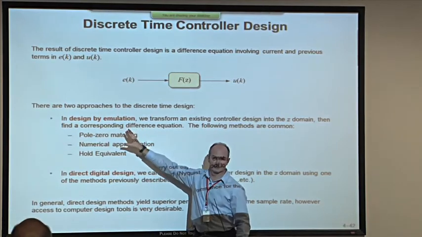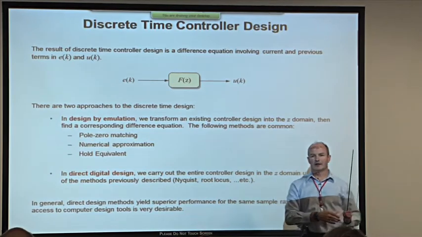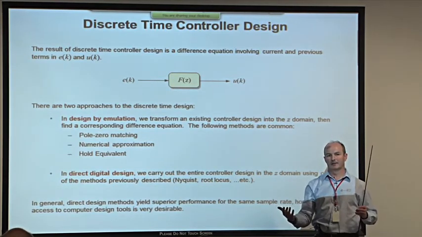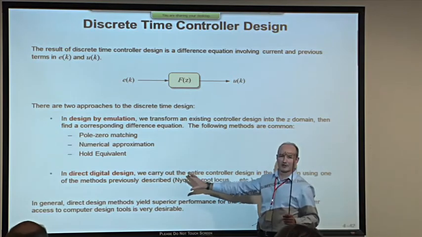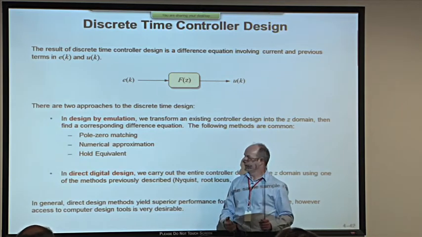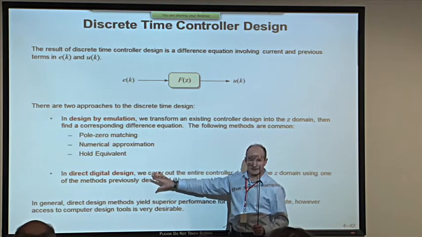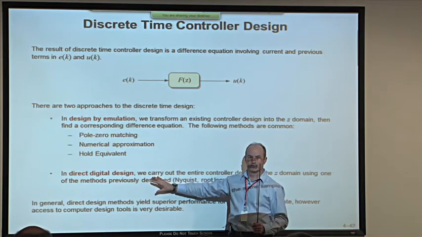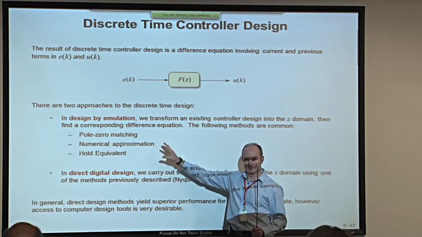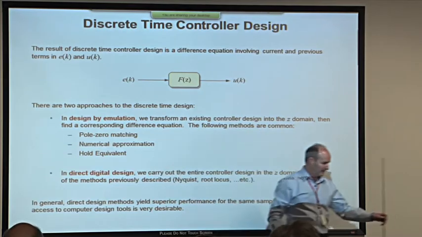That's design by emulation. The other approach is to throw away any existing controller that you have and begin your design from scratch, from the beginning, with a clean sheet of paper, and you do your entire design in the digital domain using the unit circle, root locus, Bode plots, whatever you like, but you do so always in the discrete domain. This one tends to give slightly better performance compared with design by emulation for the same sample rate. Slightly better performance. We'll see one by one what happens.